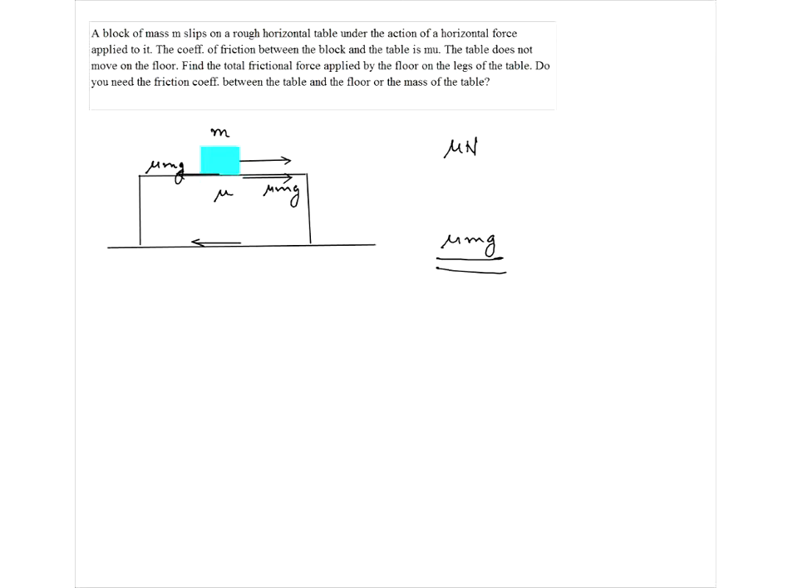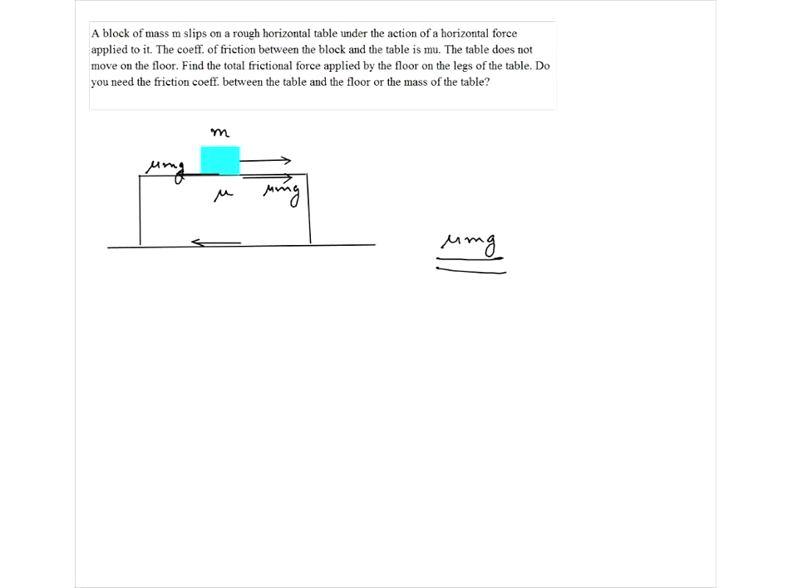That's why the question says, do you need the friction coefficient between the table and the floor? Or do you need the mass of the table? Some people, when they hear friction, are immediately tempted to say mu n. That's where static friction creates trouble. We don't know if the static friction here is limiting or not. So it is not safe at all to use the mu n formula, where n is the normal force between the table and the floor. This is not the correct approach.